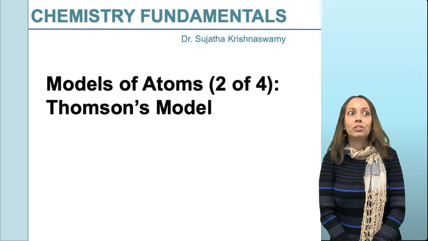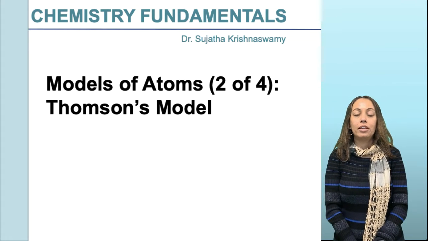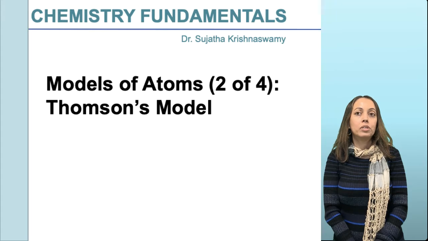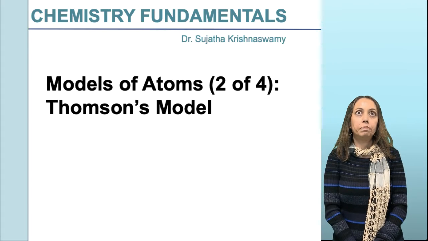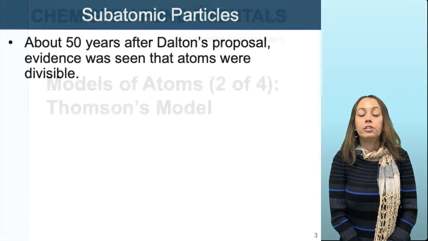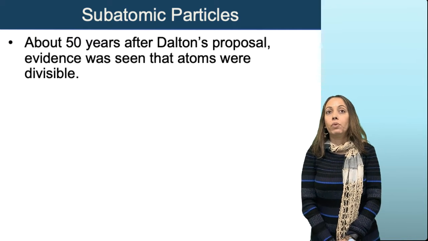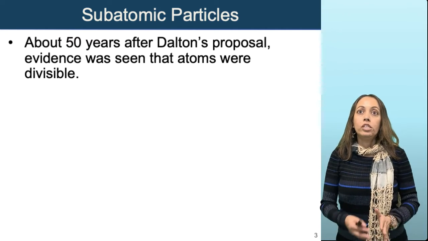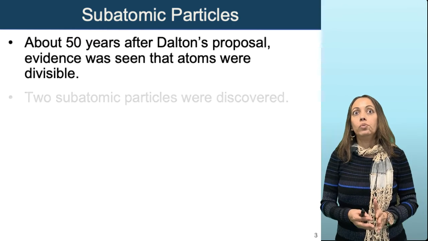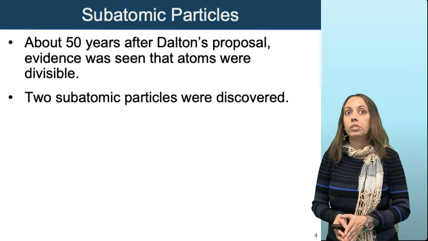I'm Dr. Sujatha Krishnaswamy. Today we will look at the second model of the atom, known as Thomson's Plum Pudding model. Almost 50 years after Dalton proposed his model, it was found that atoms were divisible. Once you divide the atoms, there were two subatomic particles that were discovered.